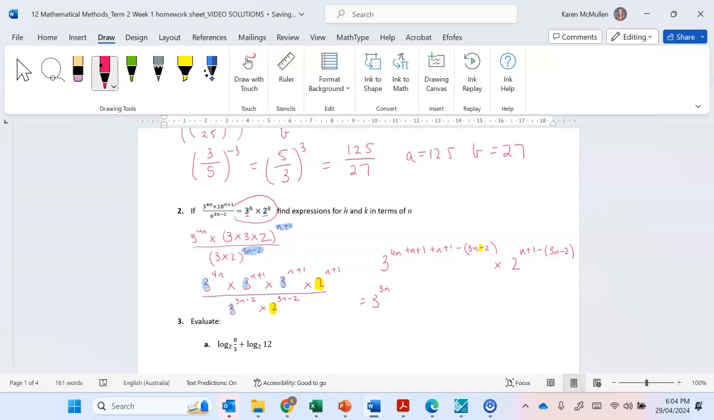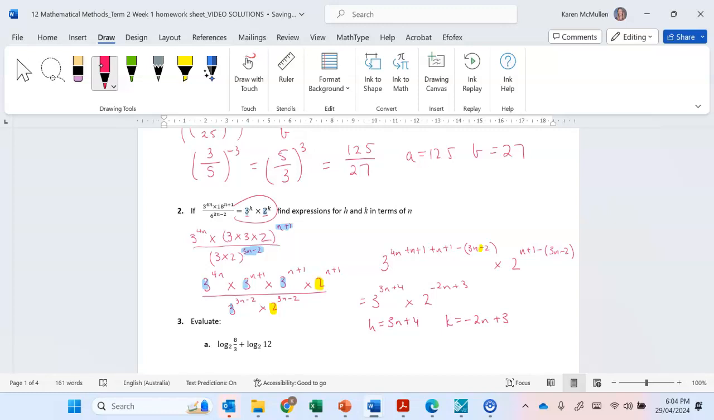Just make sure I haven't missed anything, and then I've got 1 plus 1 minus negative 2, so it's going to be plus, so I've got plus 4, and then times 2 to the power of n minus 3n, so minus 2n, and then 1 minus negative 2, so we're going to have plus 3. So h and k are our powers, so h is equal to 3n plus 4, and k is equal to negative 2n plus 3. All right, so a bit of a tricky question, but you know your index laws.